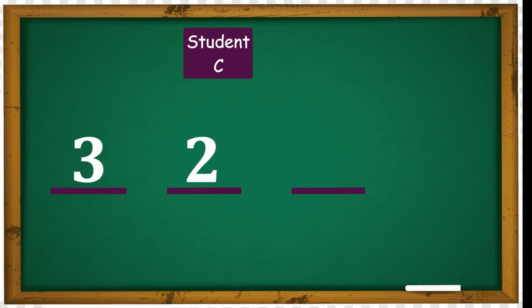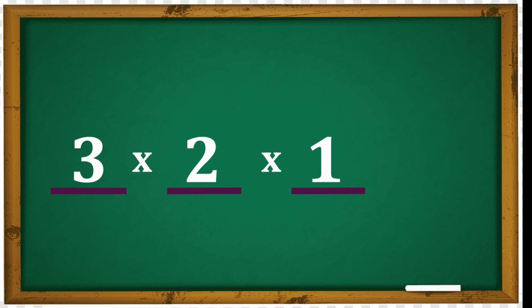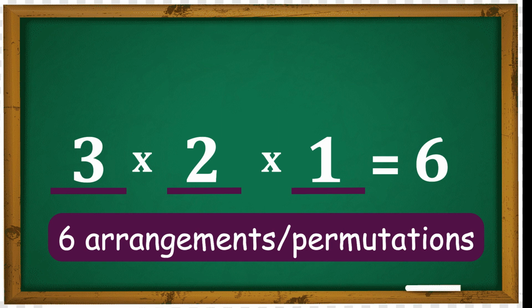For the last blank, there is only 1 student left to occupy this position. So, we can write 1 on the third blank. Then, all we have to do is to multiply these numbers. 3 times 2 times 1 is 6. There are 6 permutations. Let's have some more examples.